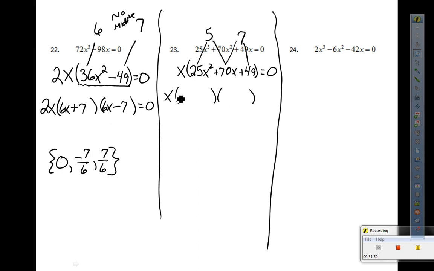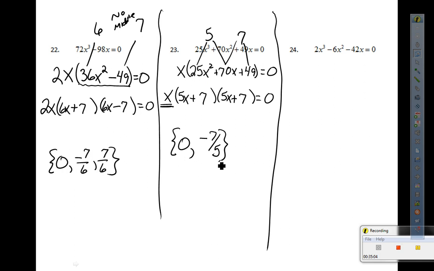2 parentheses, 5x, 5x. Since there is a middle term, my signs are the same. So both pluses in this case, and then a 7. Bringing this thing home now. One answer is 0. My other answer is subtract 7, divide by 5. So be patient with these and determine which one it is. That's the hardest part. Last one.